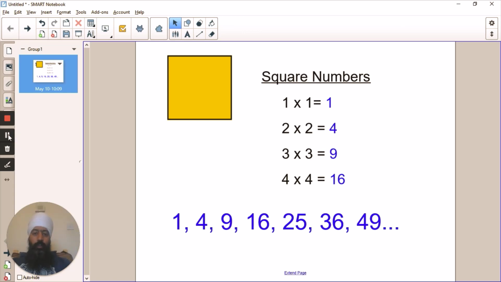Fantastic, well done. So what is a square number? A square number is the outcome of a number multiplied by itself. So the first square number is 1. The second square number is 4. The third square number is 9. The fourth square number is 16. So in blue here is a list of the first 7 square numbers.